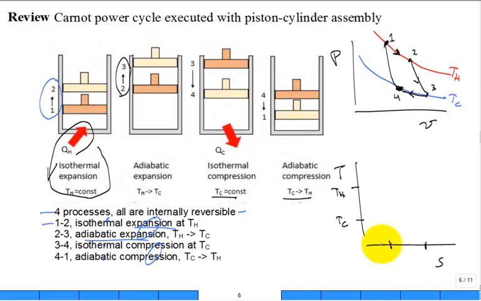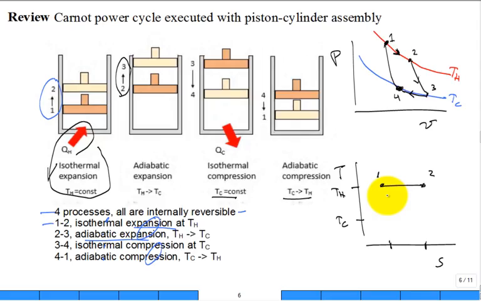It's going up because Q is coming in and bringing with it its entropy, but it's staying at TH. Can you see what it looks like on a TS diagram? 1 to 2, constant temperature. And entropy is going up because heat is coming in.